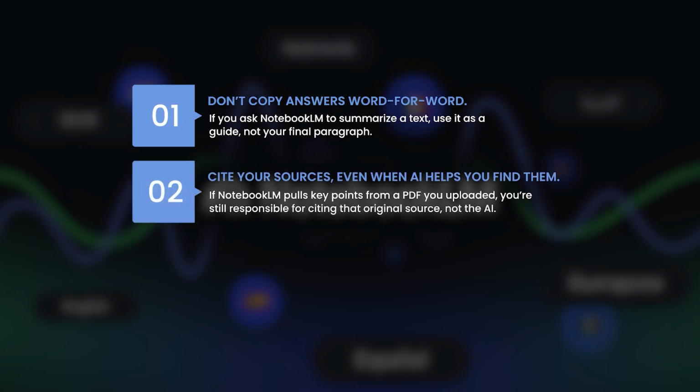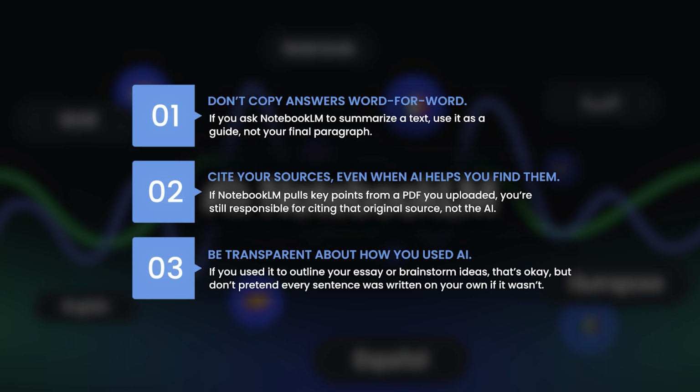Cite your sources, even when AI helps you find them. If NotebookLM pulls key points from a PDF you uploaded, you are still responsible for citing the original source, not the AI. Be transparent about how you used AI. If you used it to outline your essay or brainstorm ideas, that's okay, but don't pretend every sentence was written on your own if it was not.